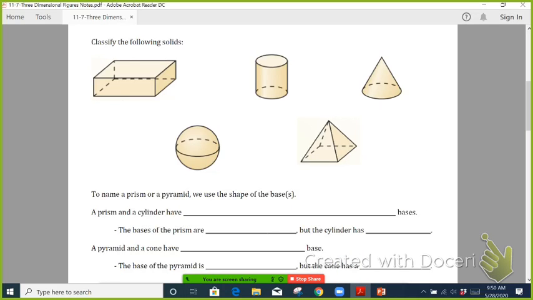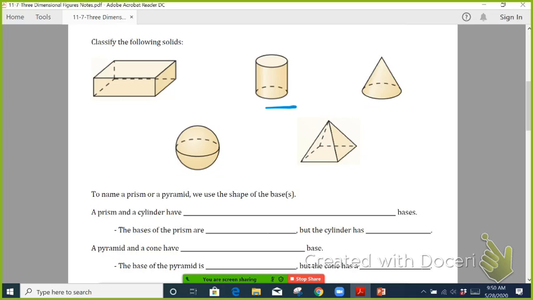Okay, so first we want to talk about how to classify solids, and we'll fill in the blanks on the bottom, but first you have to determine whether it's a pyramid or a prism. A prism has two bases, and a pyramid has one base. That's the way to distinguish between the two. And then you name it by its base. If it's not a polyhedron, meaning it's not made up of all polygons, like this cylinder over here, or this cone, or this sphere, then they have special names.